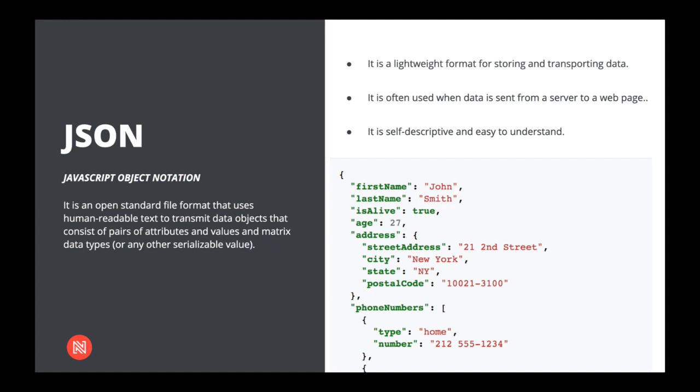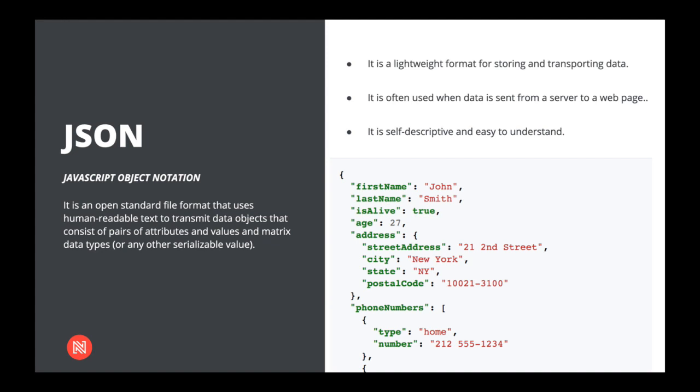JSON comes from JavaScript Object Notation, and it is an open standard file format that uses human readable text to transmit data objects that consist of pairs of attributes and values, arrays, data types or any other serializable value.